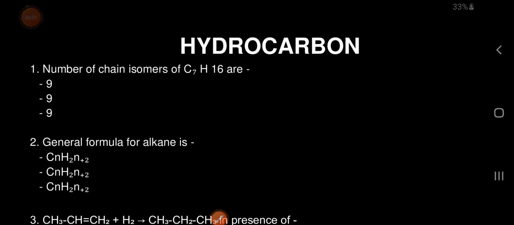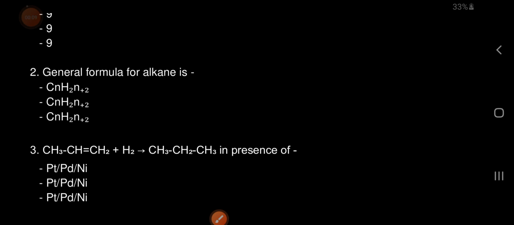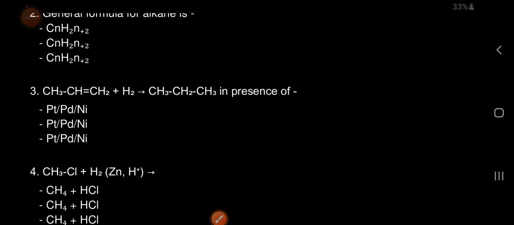Number of chain isomers of C7H16 is 9. General formula for alkane is CnH2n+2. CH3CH=CH2 plus H2 gives CH3CH2CH3 in the presence of platinum, palladium or nickel.